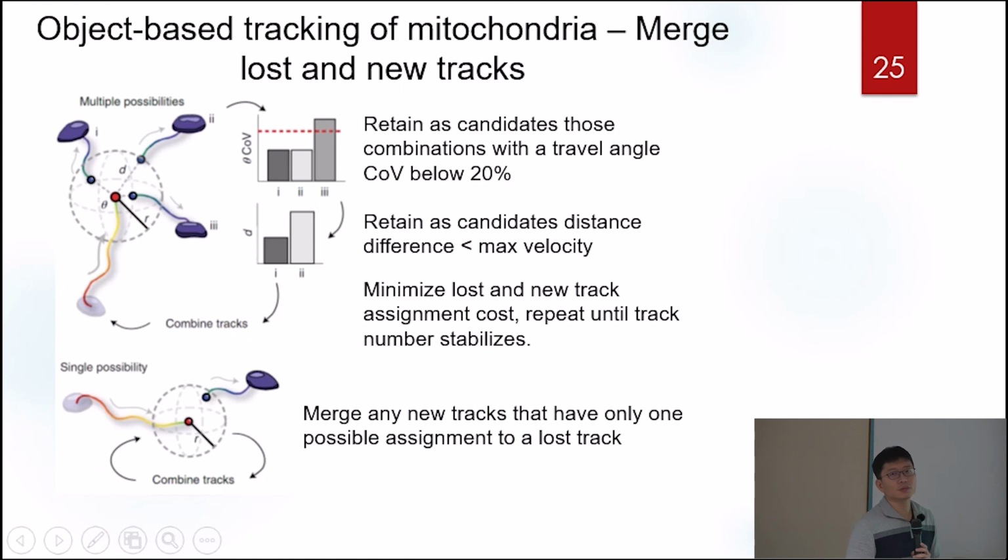They give some parameters, like if the travel angle is below 20%, they will say, okay, this is probably the same. And if the distance is lower than the max velocity, they will say, okay, this is probably the same. Combining these two criteria, they can combine the track together. And if there's only one possibility, they will combine it as a track. They will do this for several rounds to make sure this is really the same track, not a new track. Okay, so far they use 3 different methods to automatically track the mitochondria.